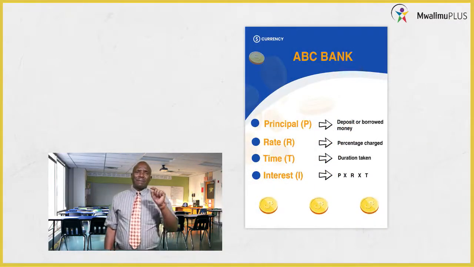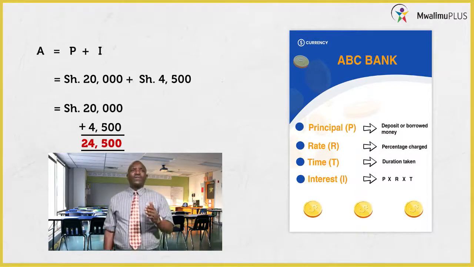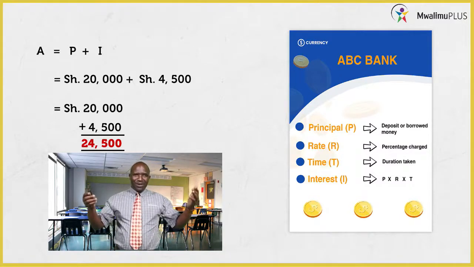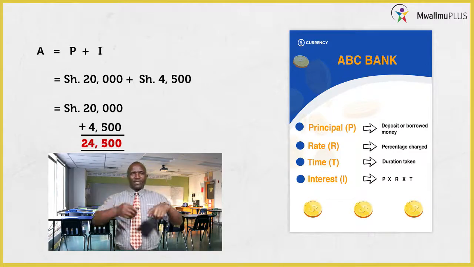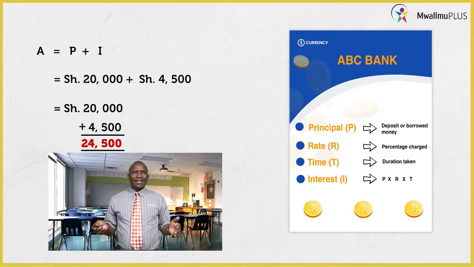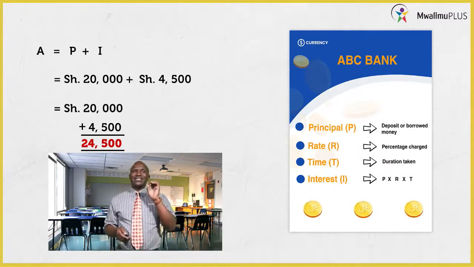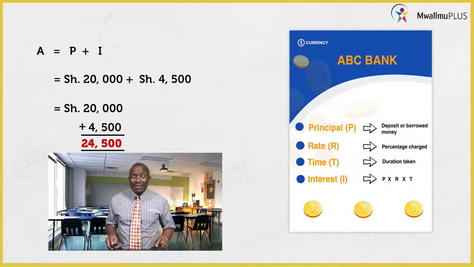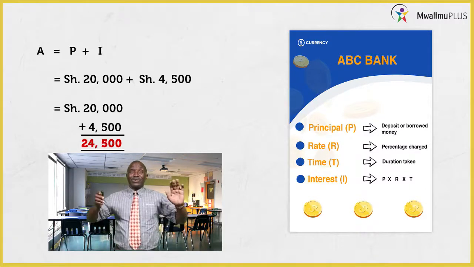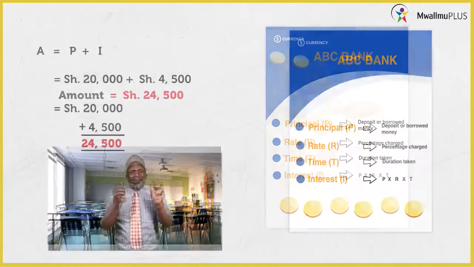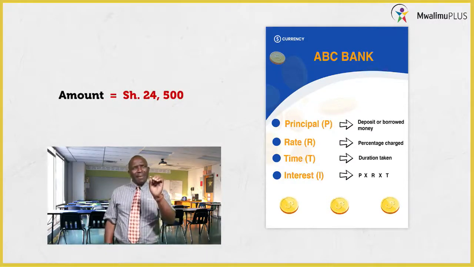Now, we have the amount. How much amount did this person withdraw at the end of 1.5 years? So amount is equal to principal plus interest. How much was the principal? 20,000 shillings. How much was the interest? 4,500 shillings. And therefore, when you add, as you can see on your screen, even if you close your eyes now and ask you, what is 20,000 plus 4,500? You'll be able to say it is 24,500 shillings. And that is the amount.